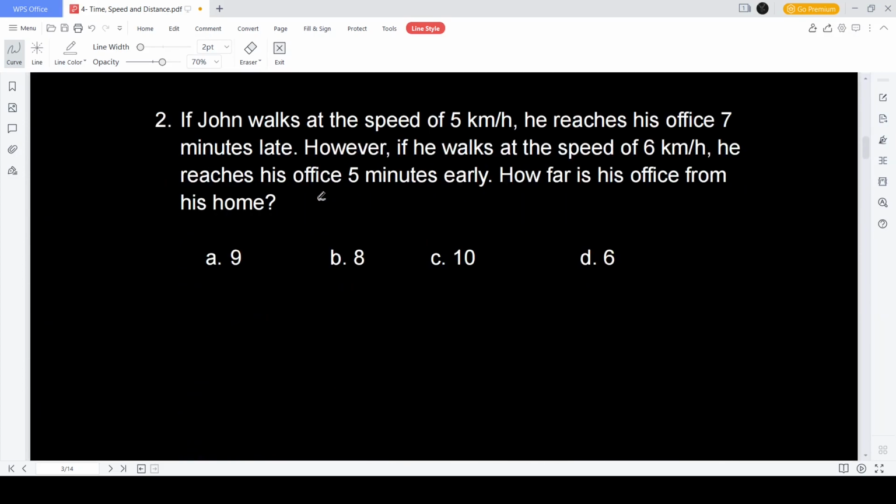Next question. If John walks at a speed of 5 km per hour, he reaches his office 7 minutes late. If he walks at a speed of 6 km per hour, he reaches his office 5 minutes early. How far is his office from his house?